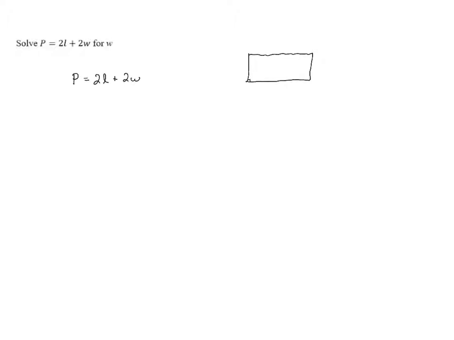A rectangle is a four-sided shape with four right angles, with a length and a width. And one true fact about rectangles is that the opposite sides are equal to each other. So the length is the same on the top and bottom, and the width is the same on the left and the right. And the perimeter is the distance all the way around the outside of a shape.